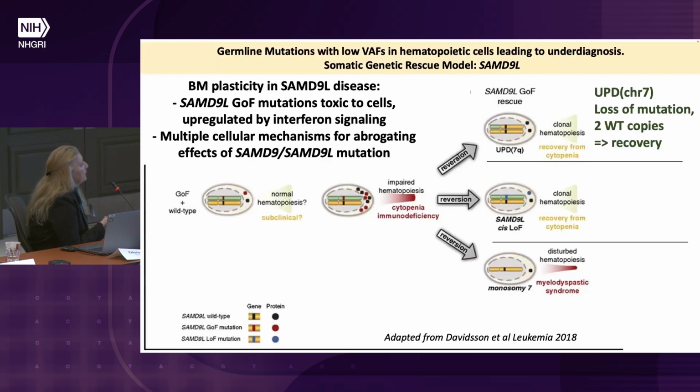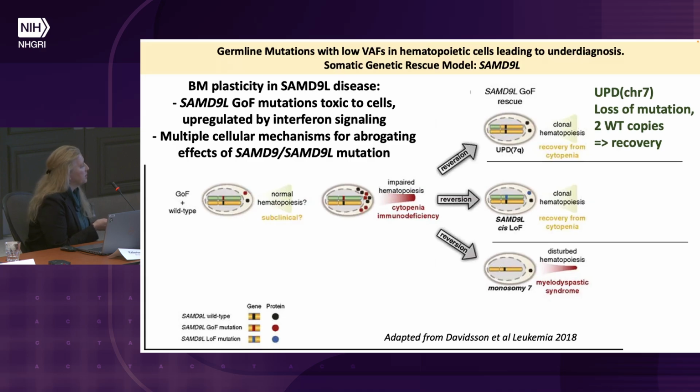So talking about somatic genetic rescue, SAMD9L is a poster child for this process. There's a high degree of bone marrow plasticity in patients with this disease. SAMD9L mutations are gain-of-function mutations that are toxic to cells. There are multiple cellular mechanisms for abrogating and reverting this phenotype.